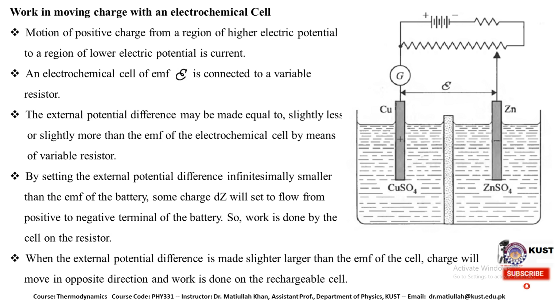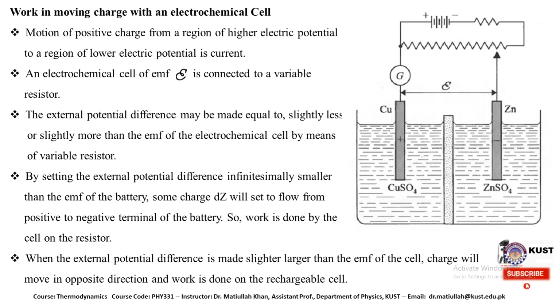What will be the consequences? The work is done on the rechargeable cell, and as a result the battery will not lose charge, but will instead gain charge, because the external potential difference is higher. This is actually the charging process of the battery. So this is the work done in both cases. In the first case the work is done by the cell, and in the second case the work is done on the cell by the external potential difference.